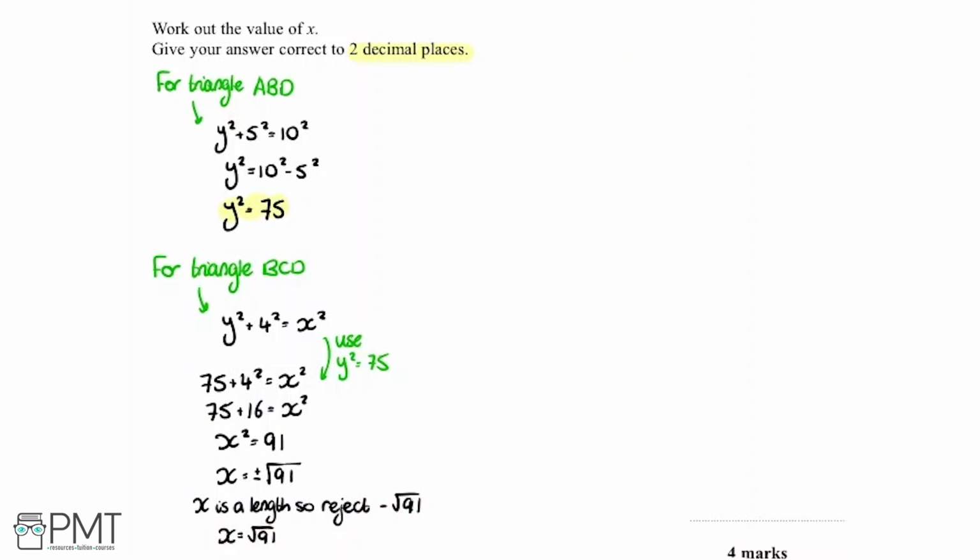But looking back at the question, it says give our answer correct to 2 decimal places. I'm going to put that into the calculator, square root of 91, and to 2 decimal places, that will be 9.54. Great, and we're just going to write that into the answer box.